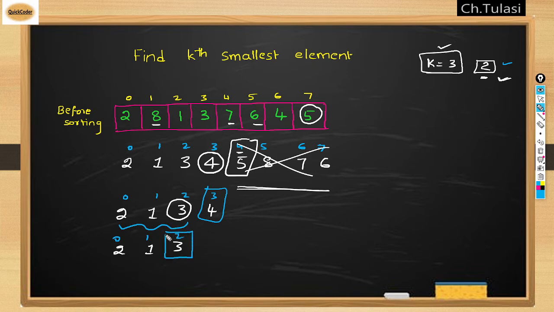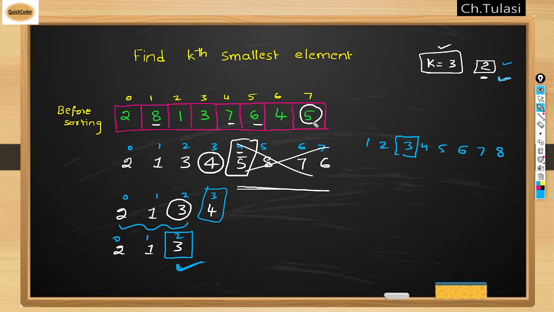Now my pivot point is at second index. And now I want the element at the second position. So my pivot point index is also 2. So 2 is equal to 2. That means 3 is the right answer. Is it right or wrong? Because if we sort this array 1, 2, 3, 4, 5, 6, 7, 8, we will get this. What is the third smallest element? 3. So we got 3.